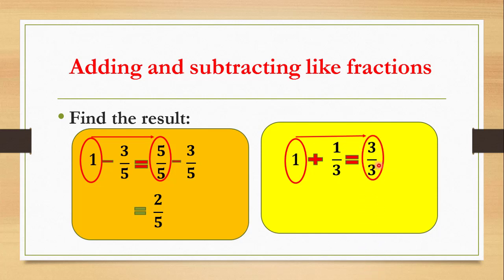Then I'll add. So 3 over 3 plus 1 over 3, the same bottom number, which is 3, and 3 plus 1 equals 4.